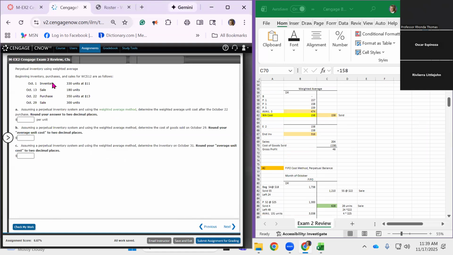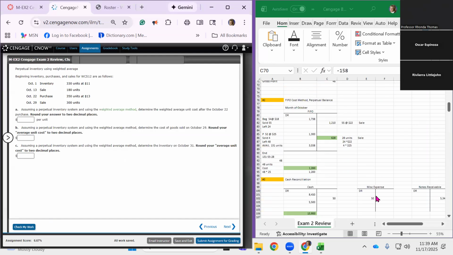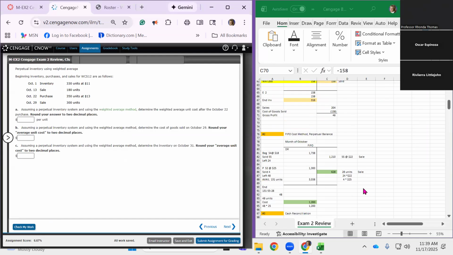Okay, beginning inventory. This is perpetual using weighted average. Last time I did FIFO, first in, first out, but let's do weighted average. They say that first in, first out is the most popular, but I think that a lot of businesses use the weighted average method, but luckily we have computers now that can help us with that.